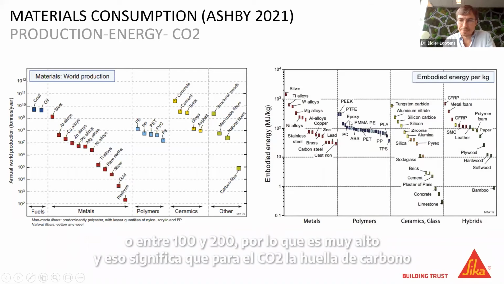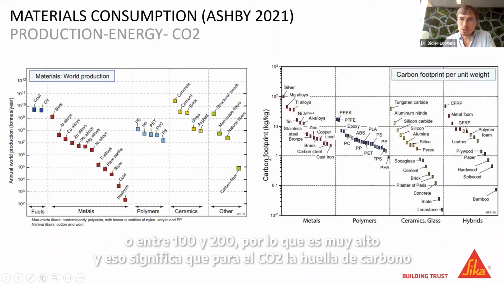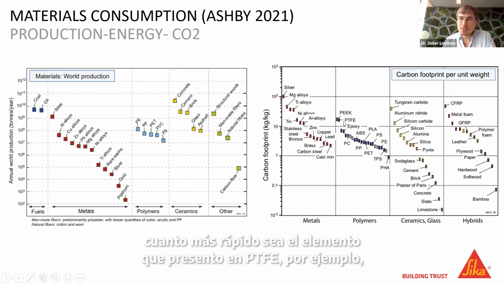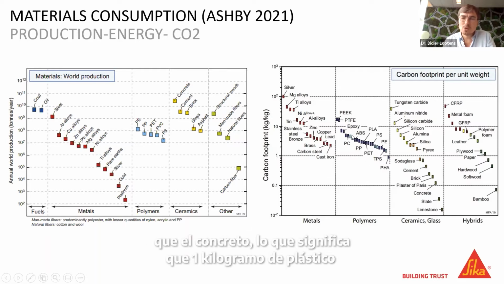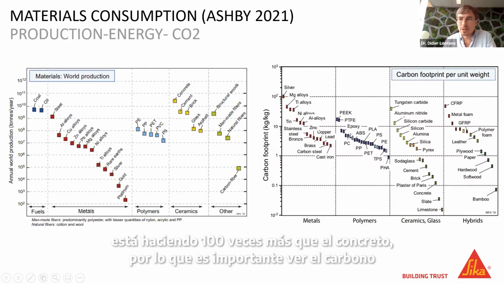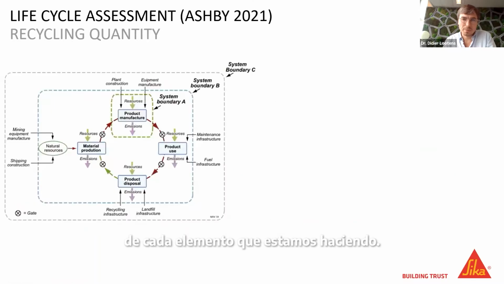So it's very high. And that means that for the CO2, the carbon footprint, the facade elements that are made in PTFE, for example, or different kinds of polymer, are about 1,000 to 10,000 higher than concrete. That means that 1 kilogram of plastic is doing 100 times more than the concrete. So it's important to see the carbon of each element that we are doing.